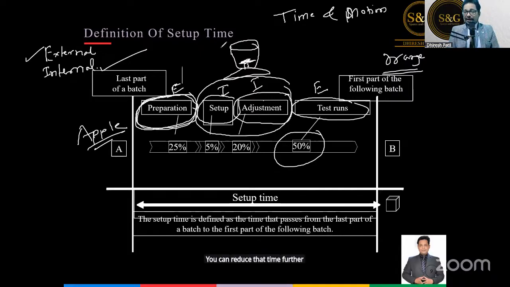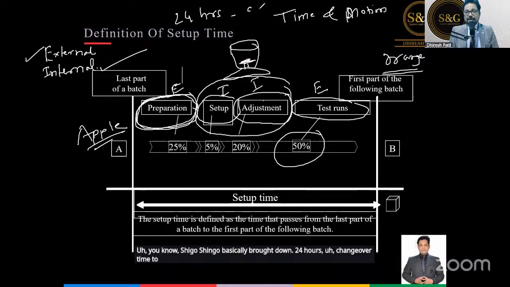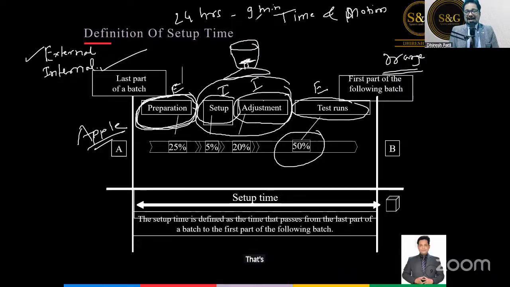So by doing this SMED technique, Shigeo Shingo basically brought down 24 hours changeover time to around 9 minutes. That's what it's called, single minute exchange of die, single digit basically. It was brought down to single digit, and it was super successful. So this is the conceptual understanding of changeover reduction.